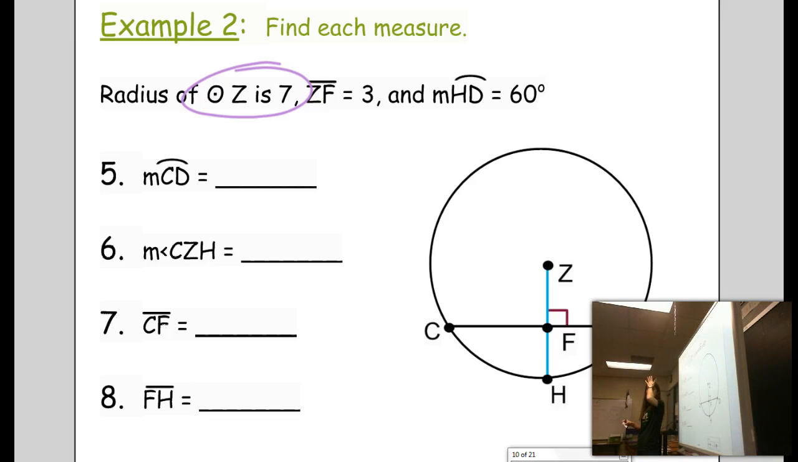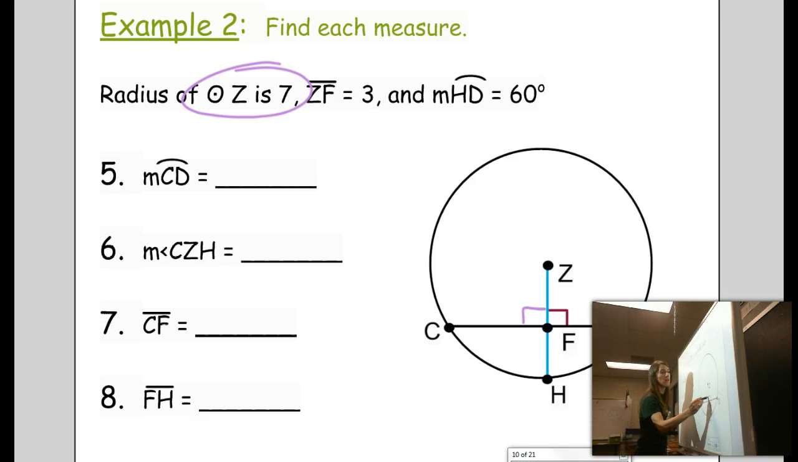Oh, it's CHF. Do we know what a radius is? Yes. From the center to the circle. HZ, ZH, HZ. Okay. That is not the one I want to label 7. You have to be sneaky about it. There's a line already there.